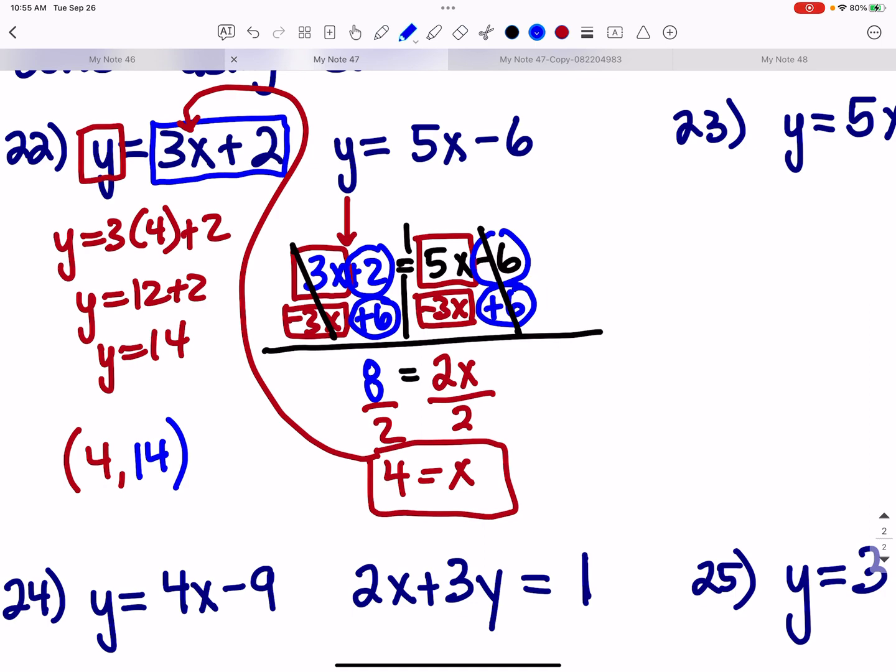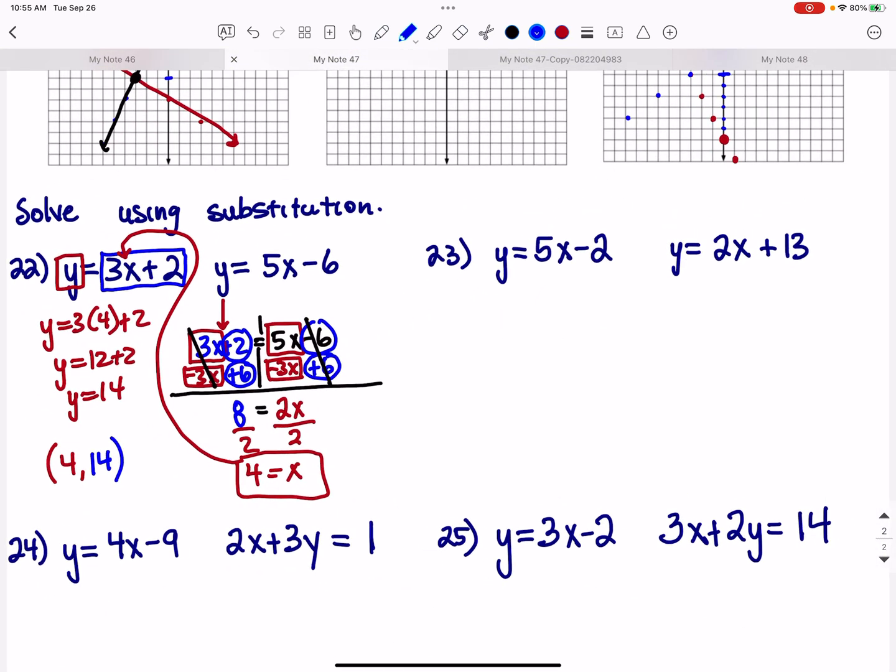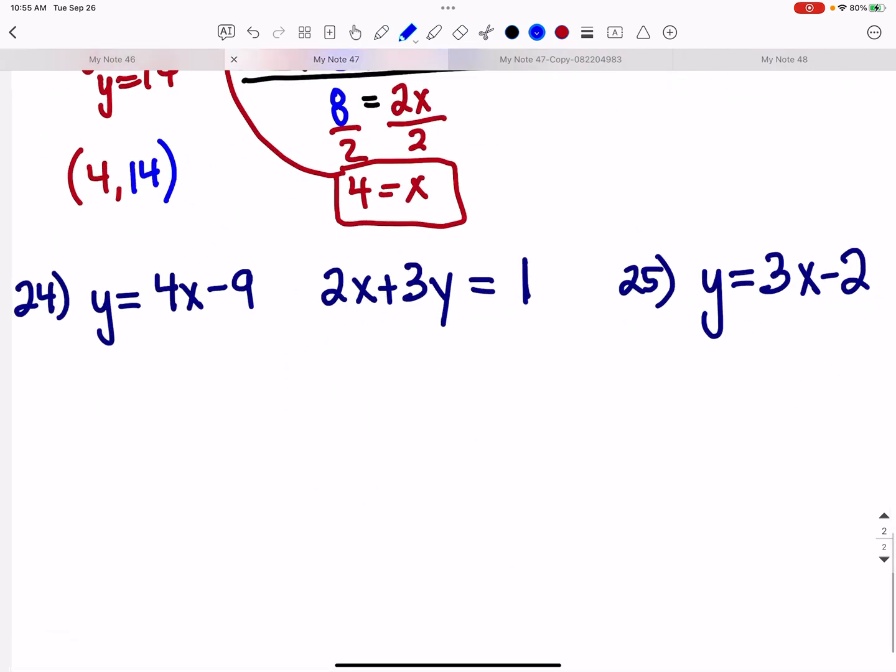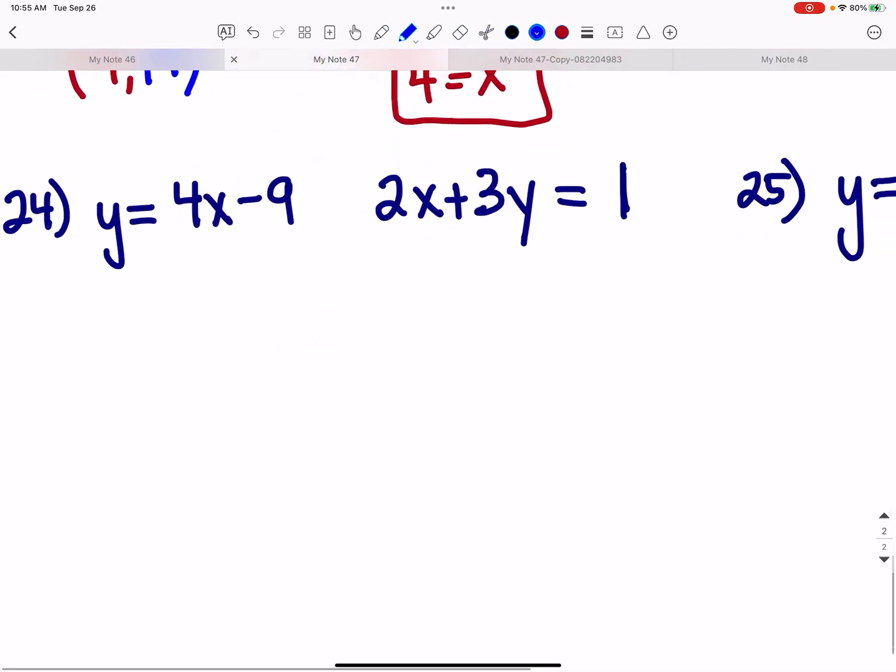Okay. You do the same exact technique over here. This one, I'm not going to do it for you. If you see a y, you plug in 5x minus 2 equals 2x plus 13. Make your teams, do everything like I did over here, and you should be able to solve that one. This one is a little more difficult. 24 is a little more difficult.